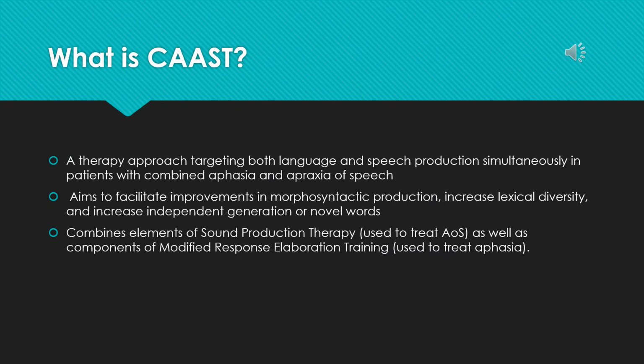CAAST is a therapy approach designed for patients who have both aphasia and apraxia of speech. It uses elements of traditional apraxia and aphasia therapies simultaneously in order to help the patient gain better speech and language production. The main focus is on improving morphosyntactic production, increasing lexical diversity, and ultimately leading to independent generation of new or novel words not worked on in the therapy room.